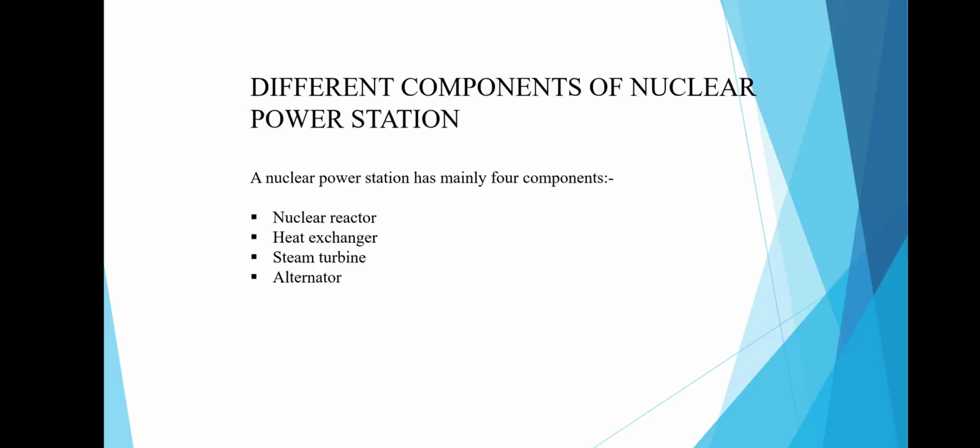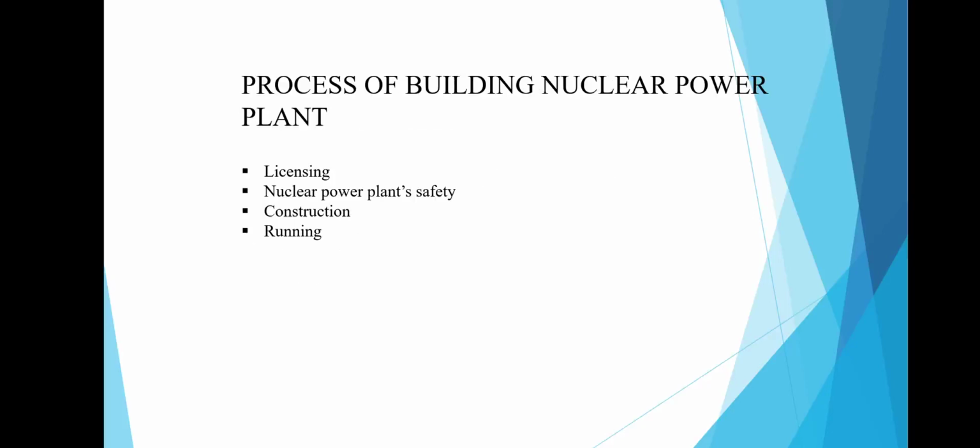Different components of a nuclear power station. A nuclear power station has mainly four components: nuclear reactor, heat exchanger, steam turbine, alternator. Process of building a nuclear power plant. First is licensing, second is nuclear power plant safety, third is construction, and fourth is running.